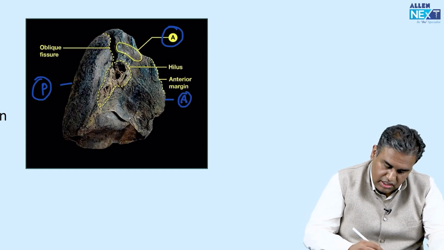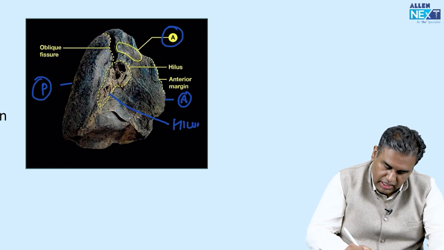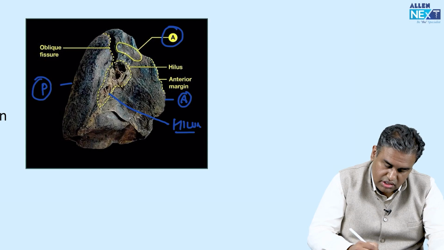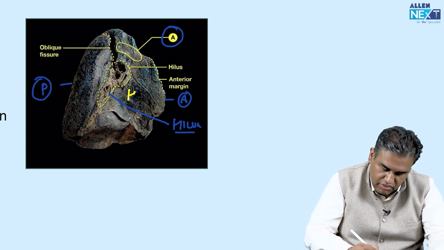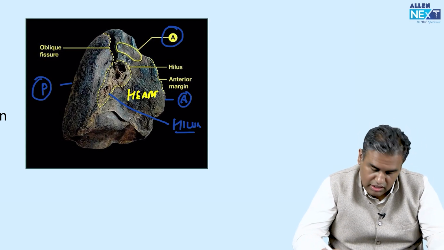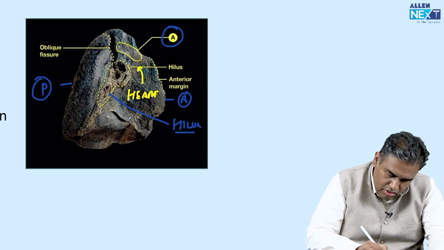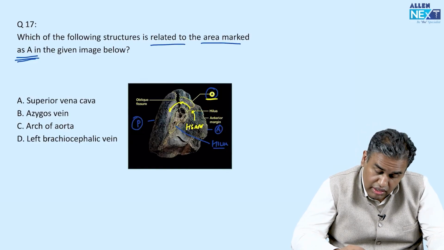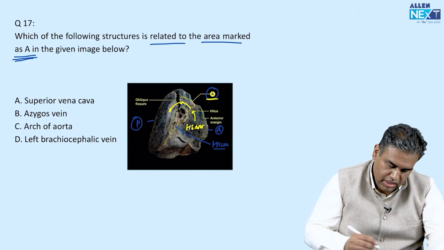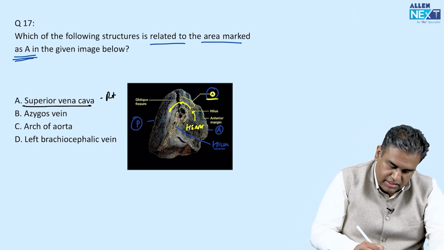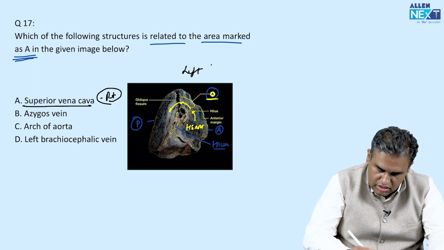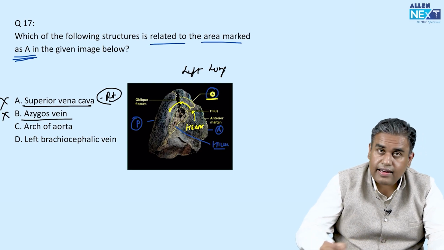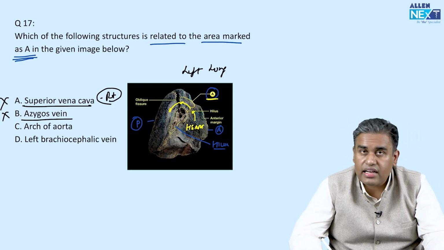This over here is the hilum of the lung. Now in the left lung, this area is the area for the heart, right? Anterior heart. So some structure will come out from here and go around over here, going posteriorly. This is where the labeling is given. Now let us see the options to understand. Superior vena cava is present on the right side, so since this is the left lung, you can rule it out. Azygos vein is again present on the right side. The arch of the azygos vein is present on the right side.